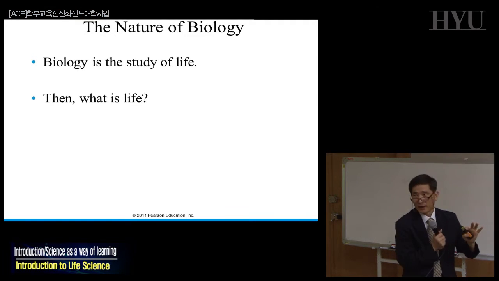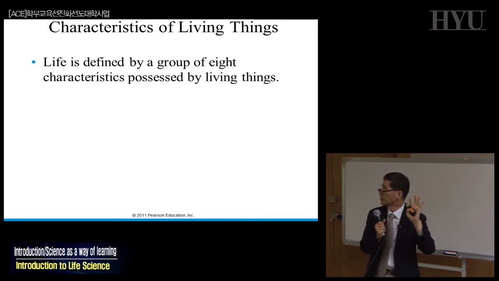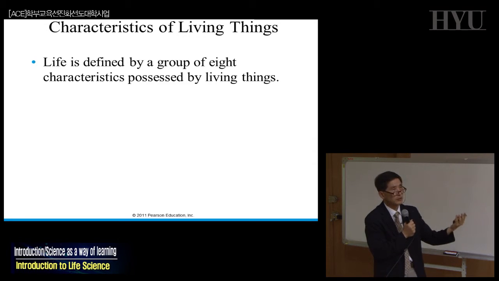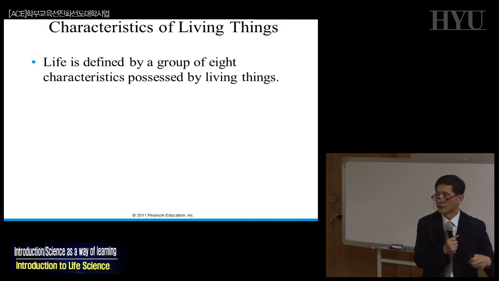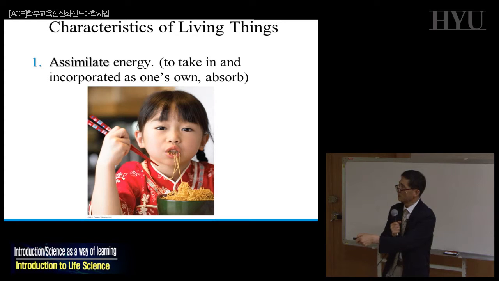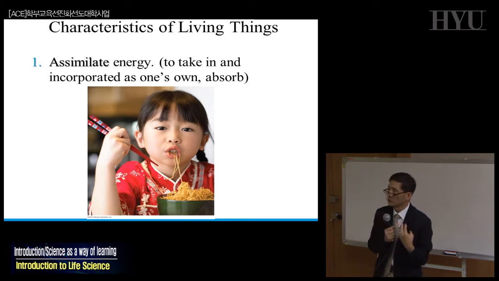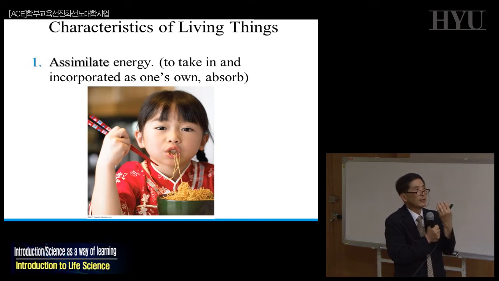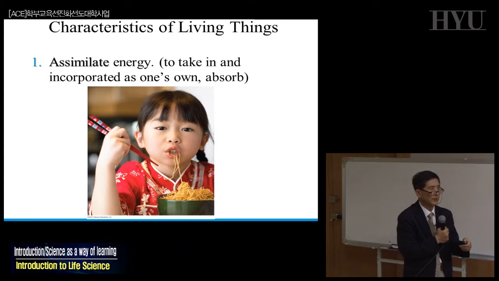So what is life? Life is defined by a group of 8 characteristics possessed by living things. These are the characteristics of all living things. They all have these characters in common. The first one is assimilate energy. I know it's lunchtime, right? But you have to eat. Otherwise, you go hungry. Assimilate means to take in and incorporate as one's own. In other words, absorb. You have to have energy. That's the first thing. Assimilate energy. You have to eat.